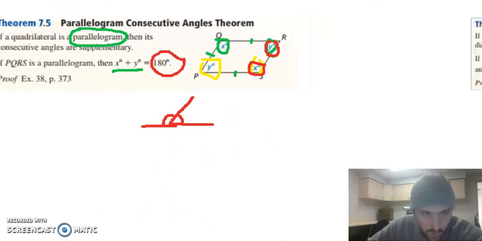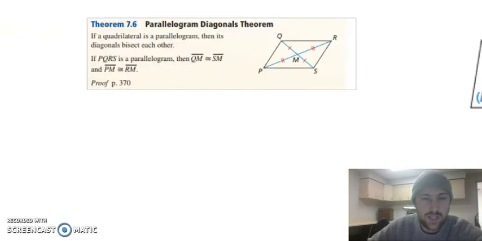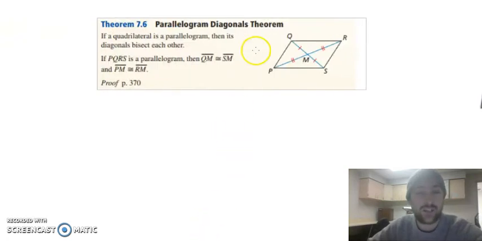Let's scroll over to Theorem 7.6. This is the parallelogram diagonals theorem. And what this theorem says is that if we draw a diagonal, so in this case from Q to S, and also from R to P, so we have two diagonals. It's kind of a squirrely diagonal there, but you see what I'm saying. You got two diagonals, they're going to cross at some point, and we'll call that point M.